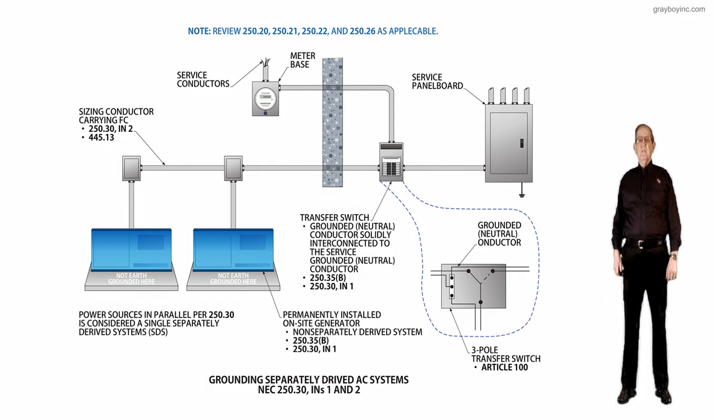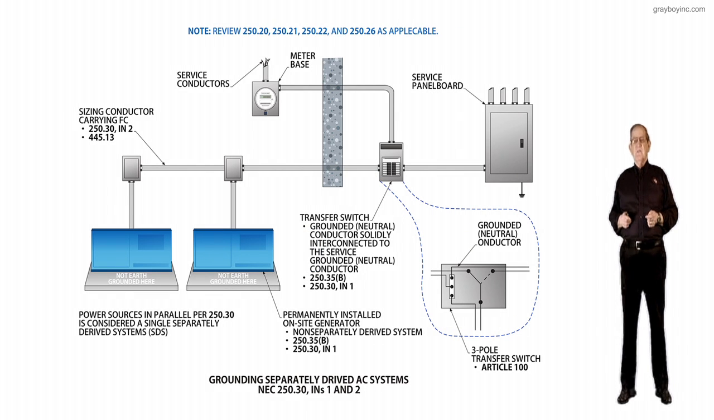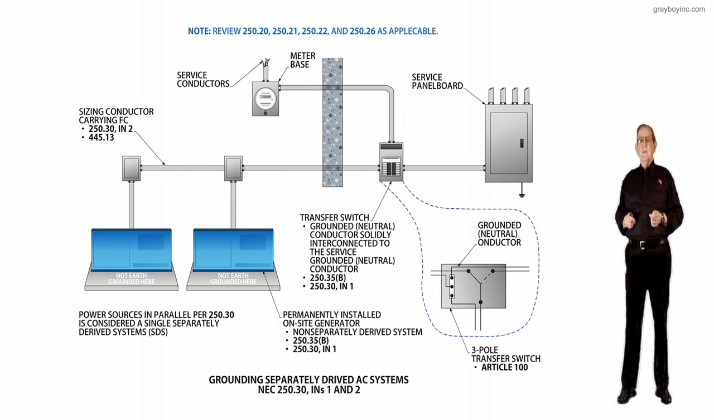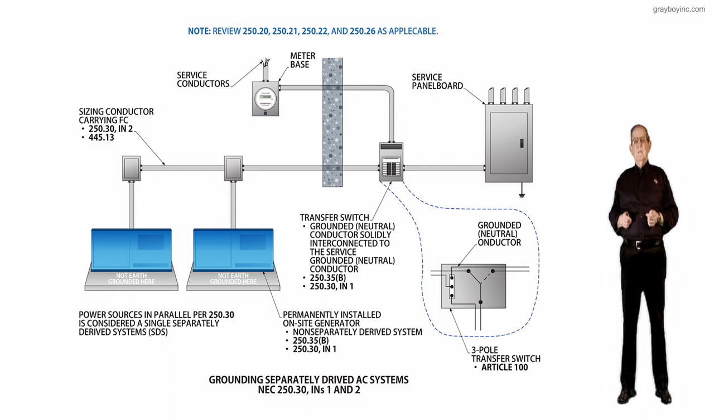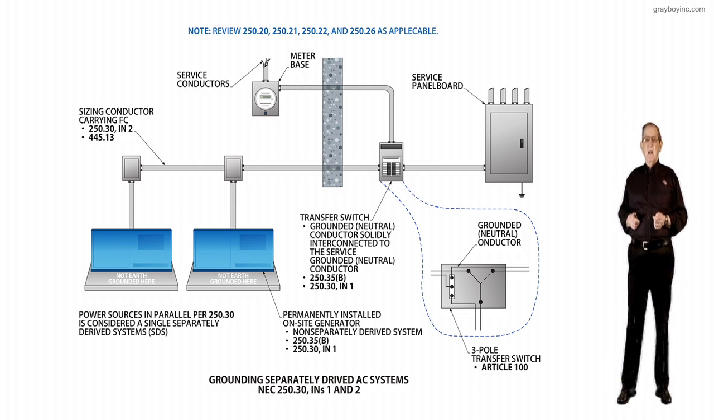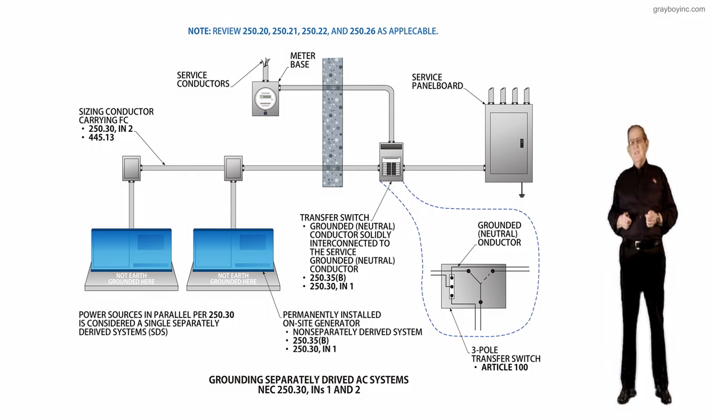This illustration deals with grounding separately derived systems in accordance with NEC 250.30 Informational Notes 1 and 2. The purpose of the change is a revision, and this revision has been made to clarify that multiple power sources of the same type that are connected in parallel to form one system that supplies premises wiring shall be considered separately derived systems and shall be installed in accordance with 250.30.